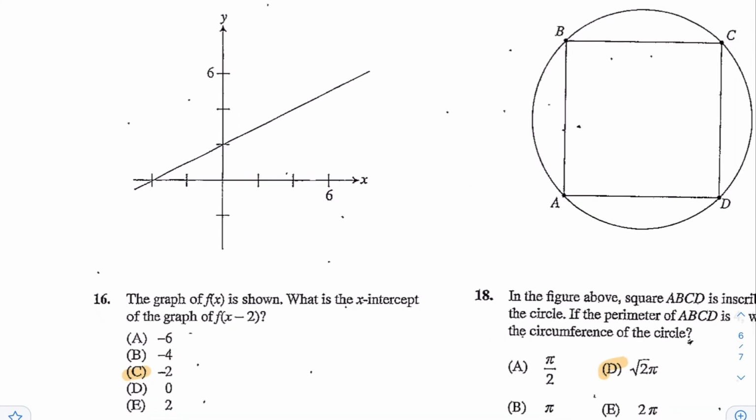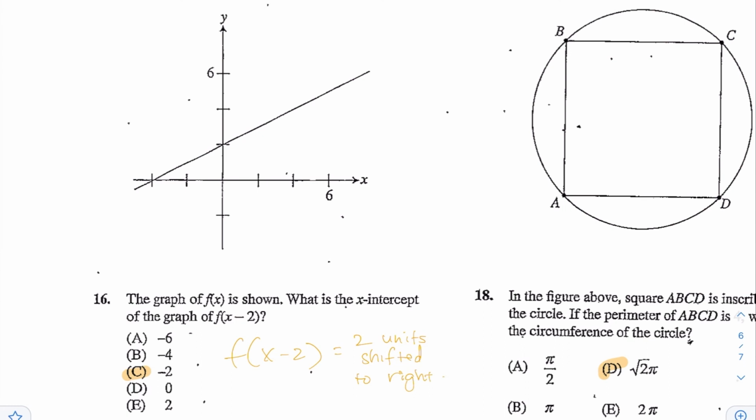Next one, number 16. If the graph of f of x is shown above, what's the x-intercept of the graph of f of x minus 2? So if you subtract 2 inside the parentheses, this is a transformation of a graph. This would be 2 units shifted to the right.